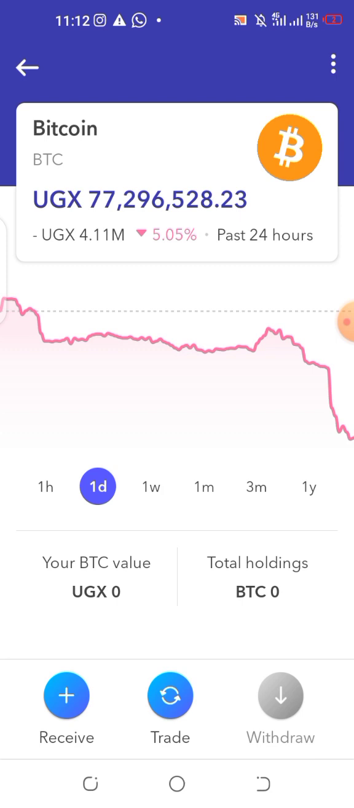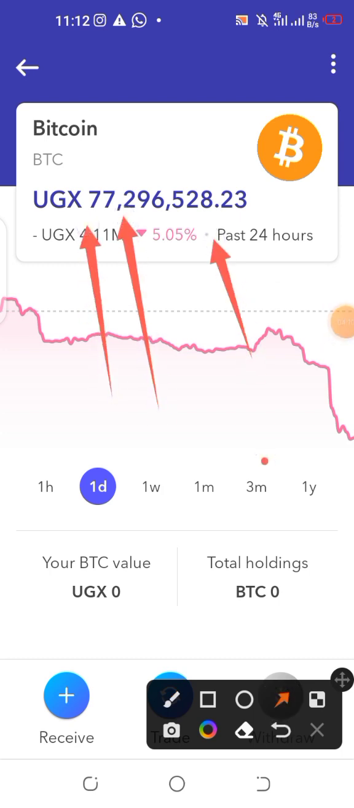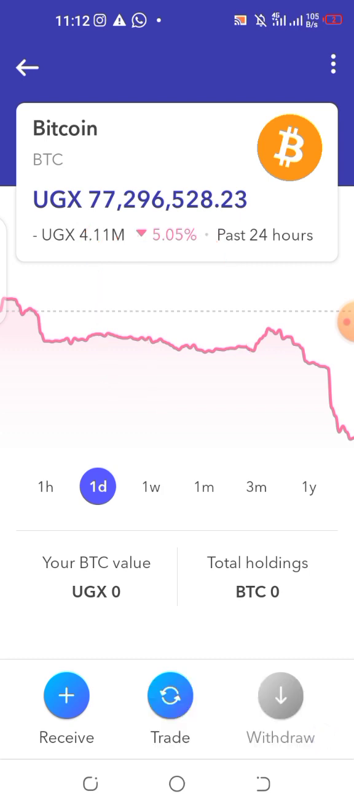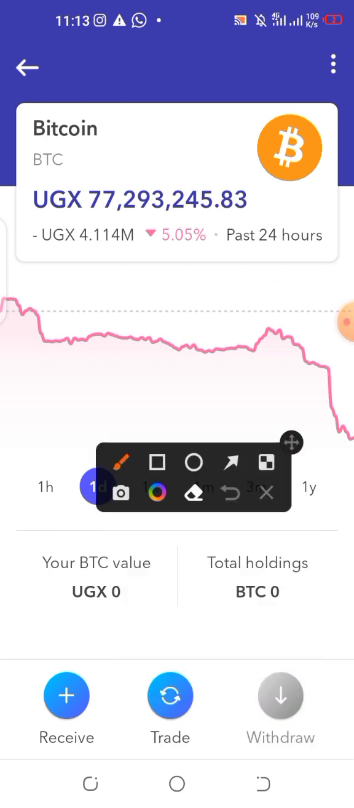So you see the price. Let me show you. I think everybody's seeing the price. This is the price I'm talking about, 77 million UGX. You understand? So what you're going to do, you're going to come here to trade. You understand? Let me move it down here. You see where there is the word trade? That trade button here, trade. That's where you're supposed to be going.